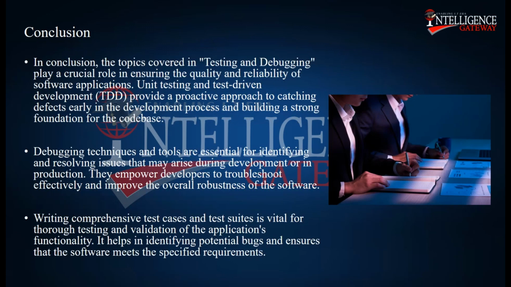In conclusion, the topics covered in testing and debugging play a crucial role in ensuring the quality and reliability of software applications. Unit testing and test-driven development (TDD) provide a proactive approach to catching defects early in the development process and building a strong foundation. Debugging techniques and tools are essential for identifying and resolving issues that may arise during development or in production. They empower developers to troubleshoot effectively and improve the overall robustness of the software.